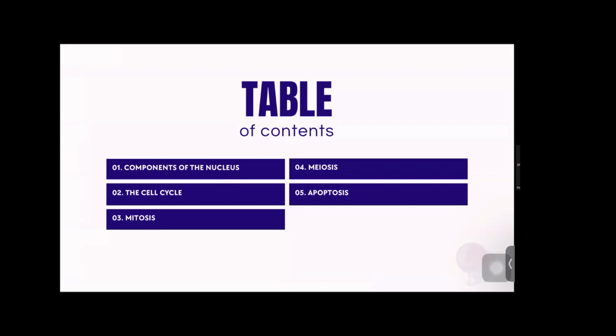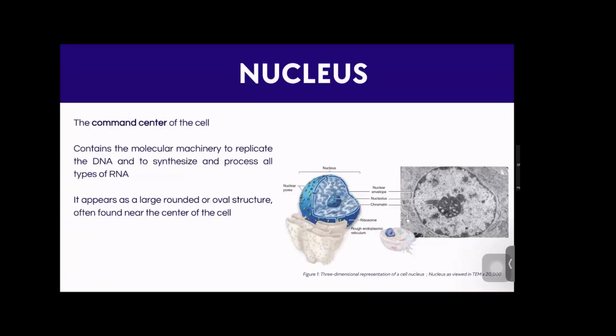Our nucleus, class, is known as the command center of the cell. So it acts as the cell's brain by telling it what to do, how to grow, and when to reproduce. Our nucleus contains the molecular machinery to replicate the DNA and to synthesize and process all types of RNA. It appears as a large rounded or oval structure often found near the center of the cell.